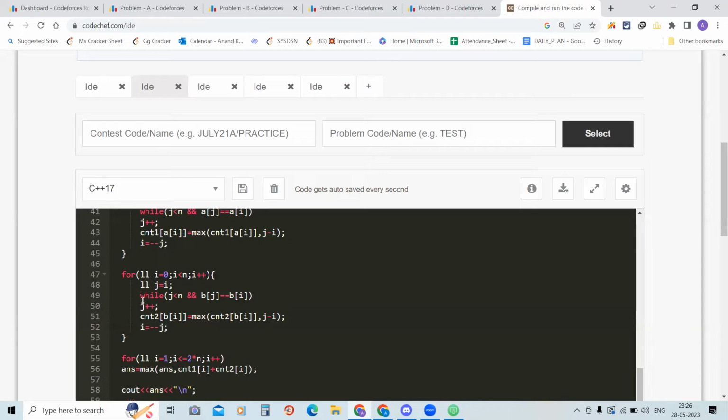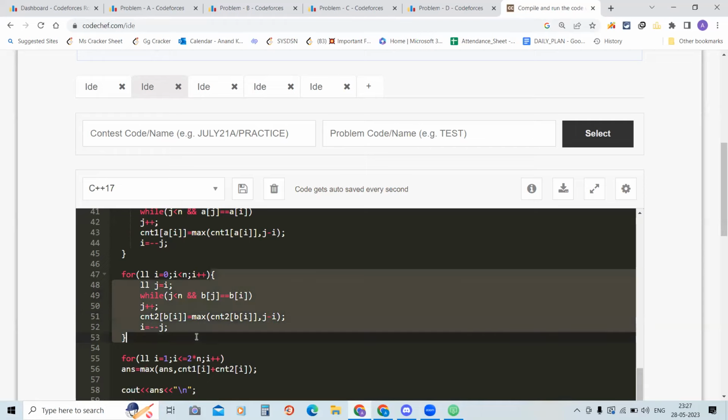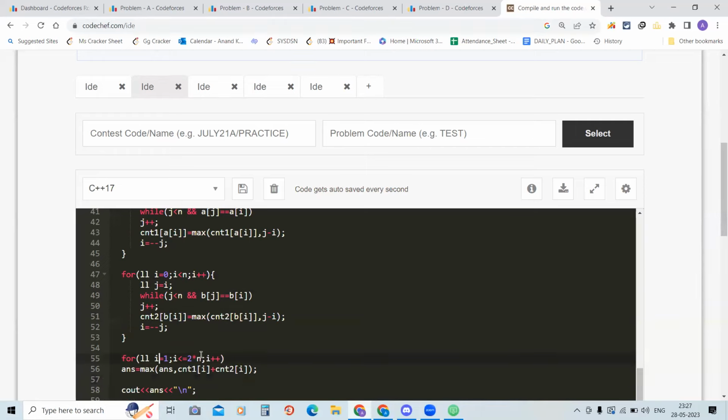Okay, so again, while j is lesser than n and bj and bi are equal, keep on incrementing your j, and then find count2 of bi. That will be maximum over j minus i. Same thing, and then at the end I iterate over x's, like what the final element should be all equal to. Then answer is maximum of answer and count1 of i plus count2 of i, and at the end print the answer.